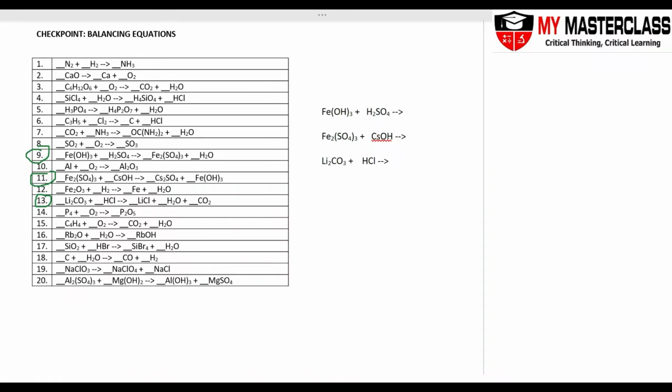Okay, the last part of this video, we are going to look at some examples of balancing equations, specifically 9, 11, and 13. So first one, number 9, Fe(OH)3 plus H2SO4.